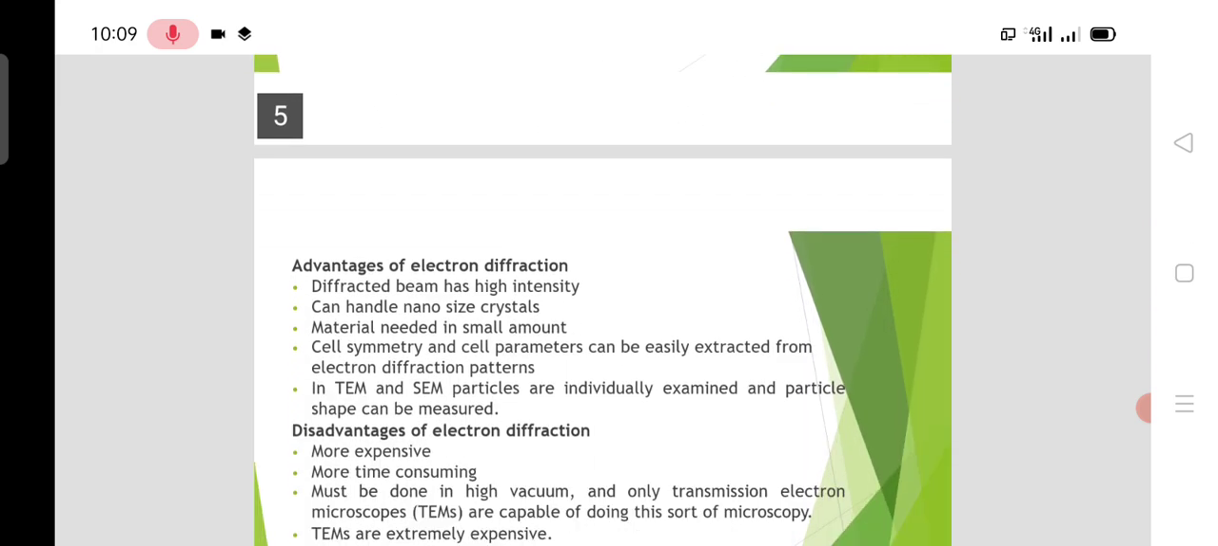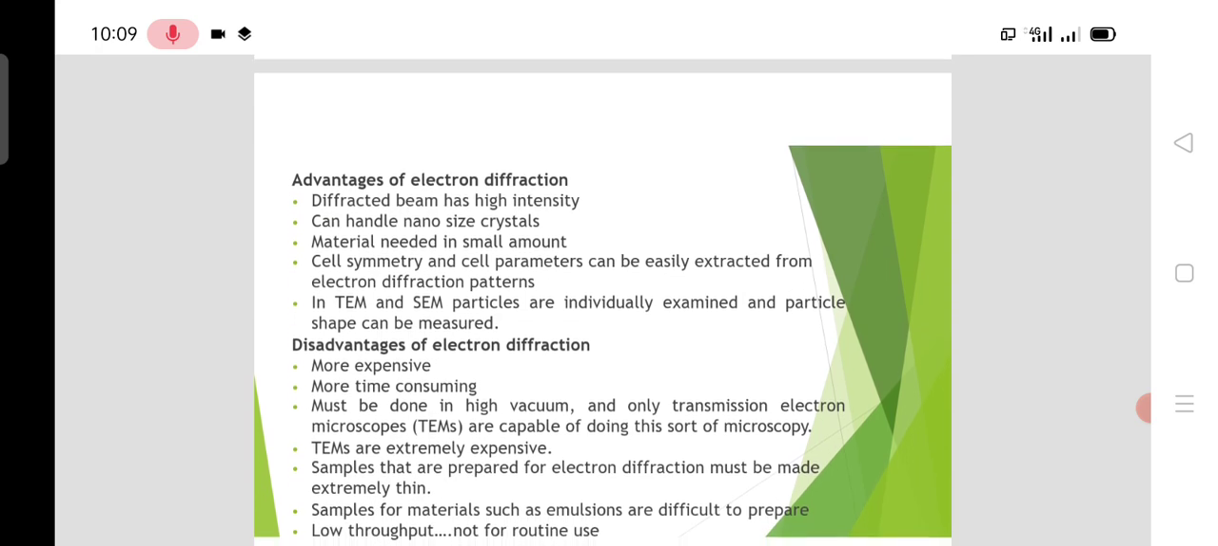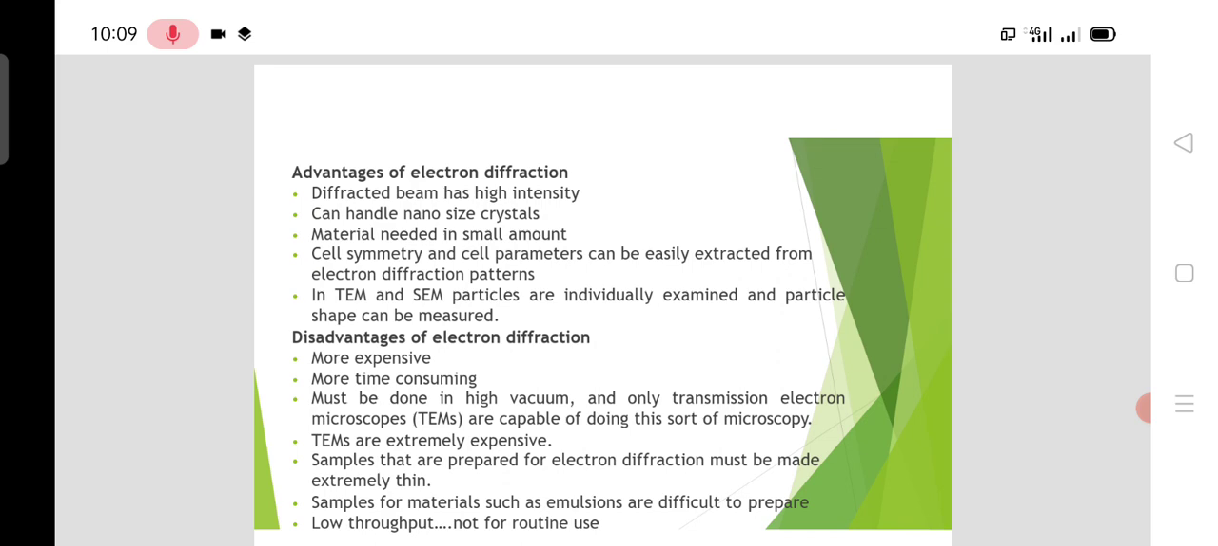Advantages of electron diffraction: the diffracted beam has high intensity, it can handle nano-size crystals, material is needed in small amounts, and cell symmetry and cell parameters can be easily extracted from electron diffraction patterns. In TEM and SEM, particles are individually examined and particle shape can be measured.